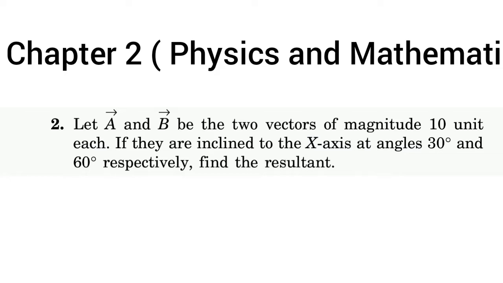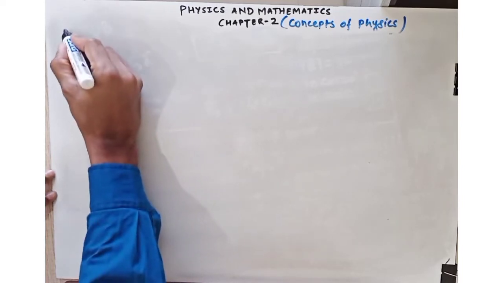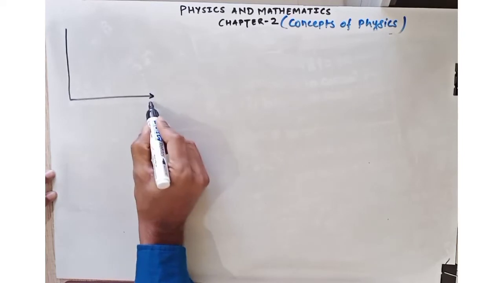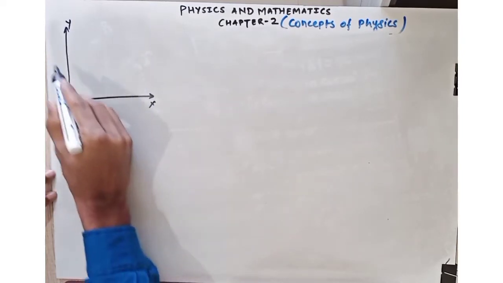So here two vectors are given, vector A and vector B. Their magnitude is given and also how much angle they are making with respect to the x-axis. So we need to find the resultant. Let us draw the given vectors. This is the x-axis and this is the y-axis.